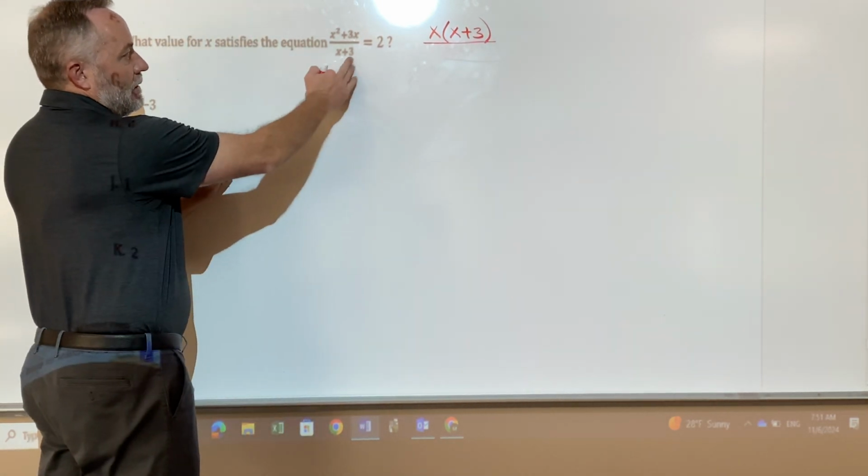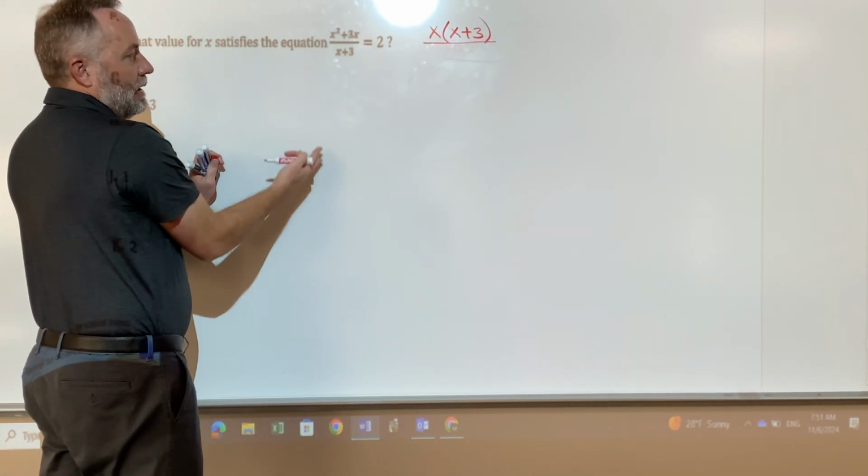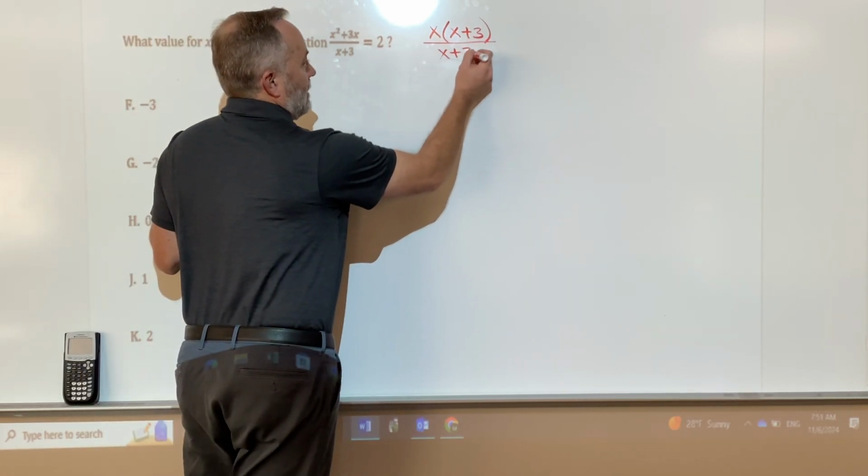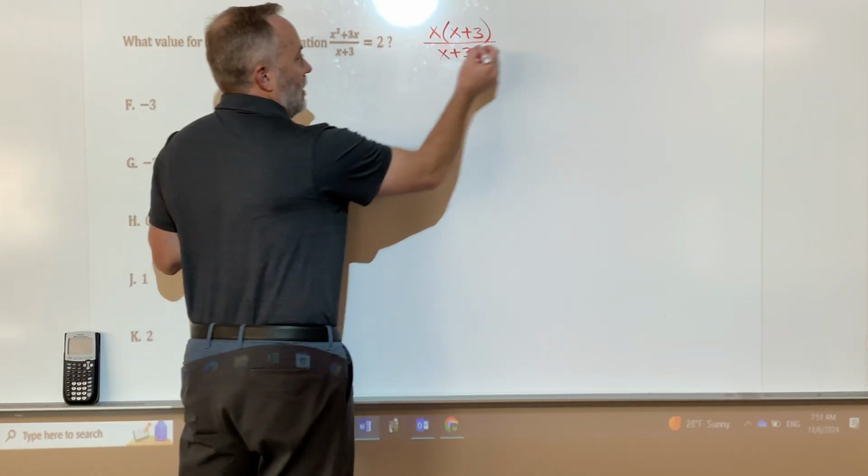And then the bottom is just a linear expression. There's no GCF. There's nothing we can factor out. So that stays as x plus 3. And that's all equal to 2.